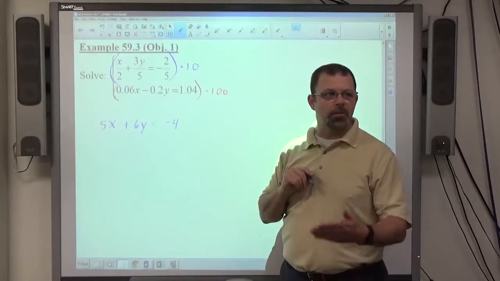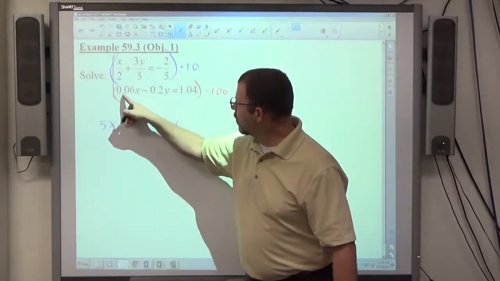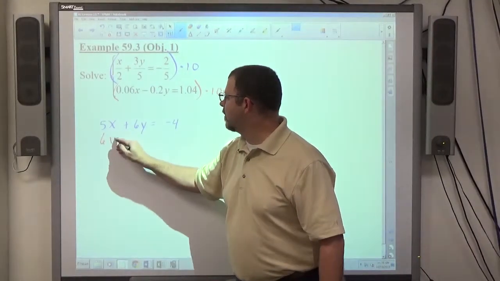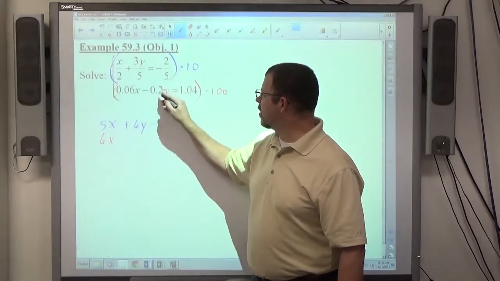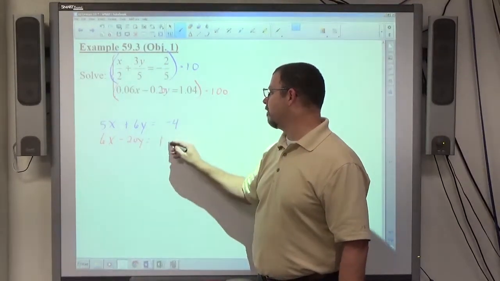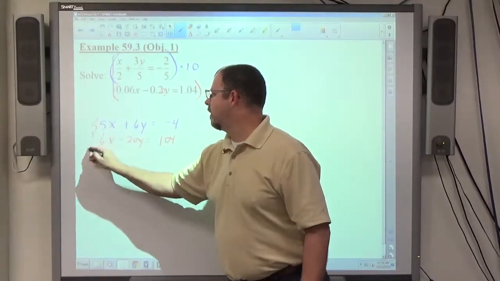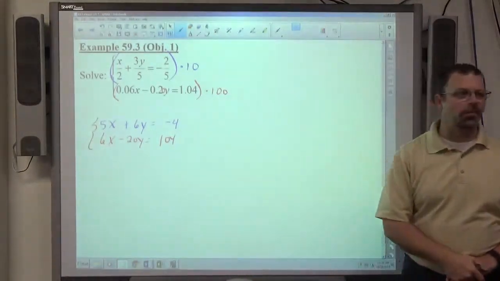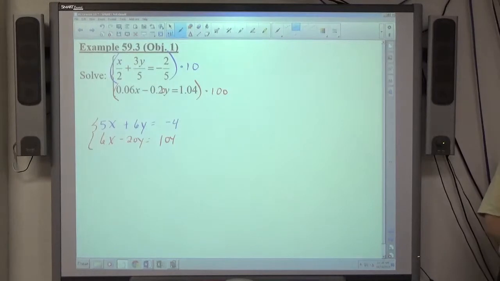Multiply by 100 moves every decimal point 2 spaces to the right. So move 2 spaces to the right, I'm going to get 6x. Move 2 spaces to the right, it's going to be minus 20y. Move 2 spaces to the right, I'm going to get 104. And just like that, I've created myself a system of equations that's a little bit easier to deal with.